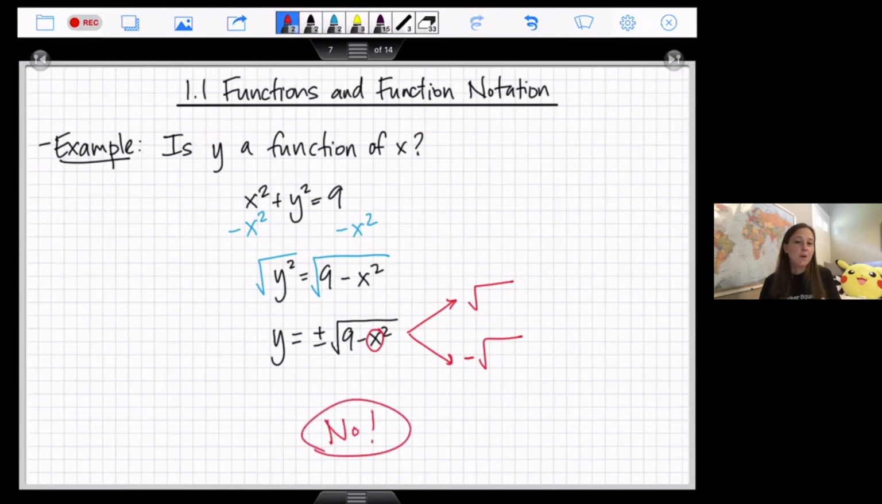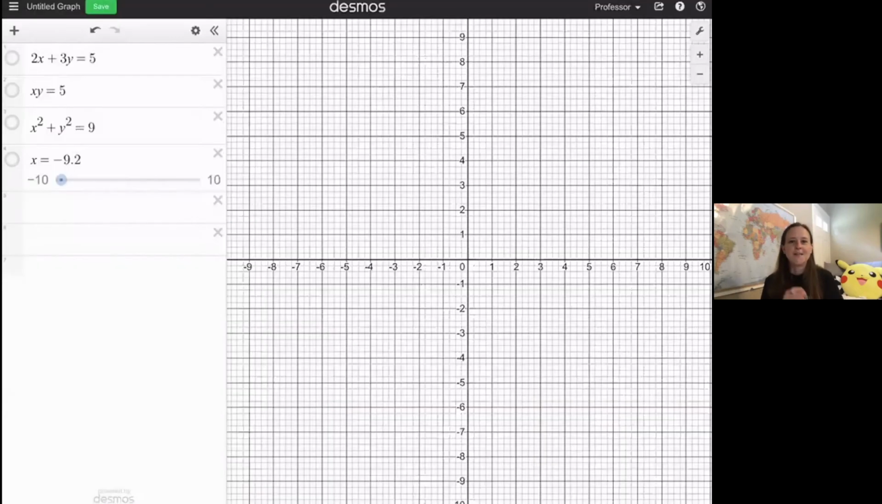All right, so figuring out whether something is a function from the equation is actually a lot harder than figuring it out from the graph. So I want to graph these three equations that I gave you on Desmos and show you how you can just tell by looking at their graph. All right, so here we are in Desmos. We're going to take a look at these three equations. I'm going to start off with 2x plus 3y equals 5. Desmos doesn't even care that you don't have this solved for y. It'll just graph it for you.